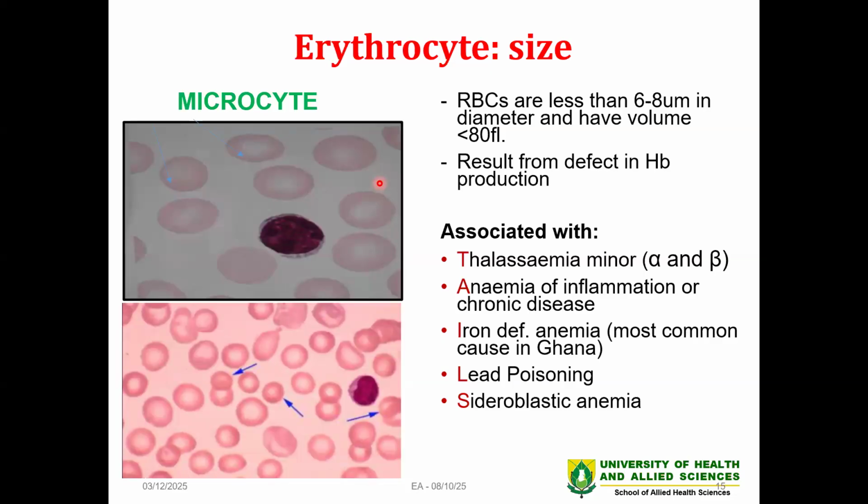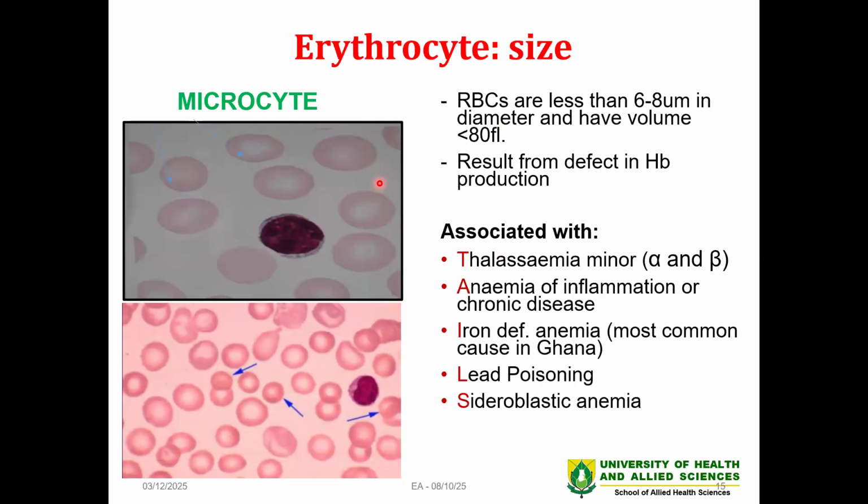So the major differential diagnoses that are associated with microcytosis or a microcytic anemia are the thalassemias, and anemia of inflammation or chronic disease. You have iron deficiency anemia, which is very common worldwide, and in Ghana is the most common cause of microcytosis. And then you also have lead poisoning.